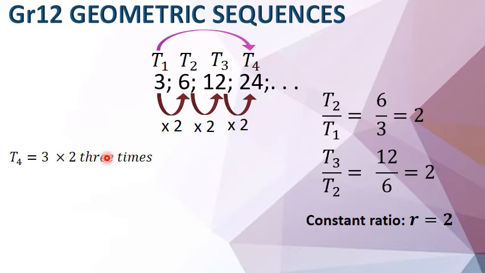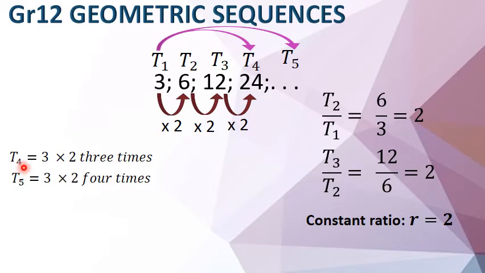If you started with 3 and you multiplied by 2 three times in a row, do you agree we would get 3 times 2 times 2 times 2? Of course, we would end up with 24. So term 4 is 3 multiplied by 2 three times. What if I asked you for term 5? We would do the exact same, except we'd have to multiply by 2 once more. So our 5th term would be our first term, 3, multiplied by 2 four times in a row.